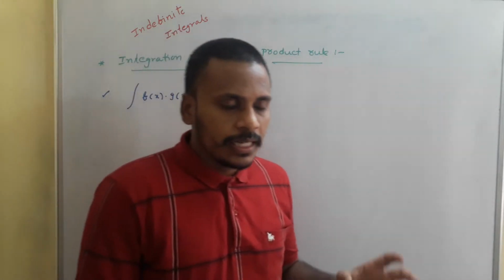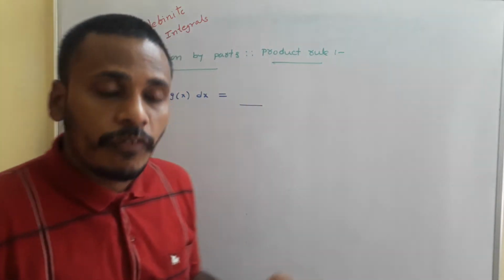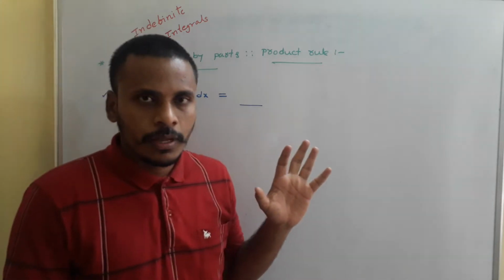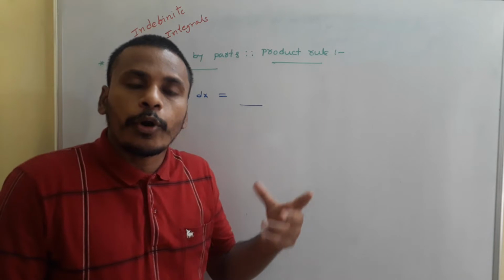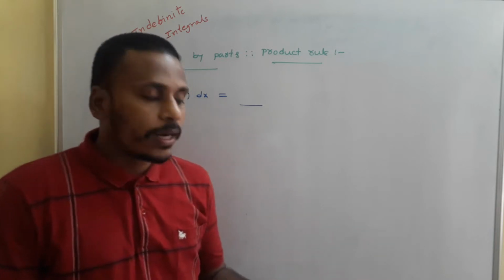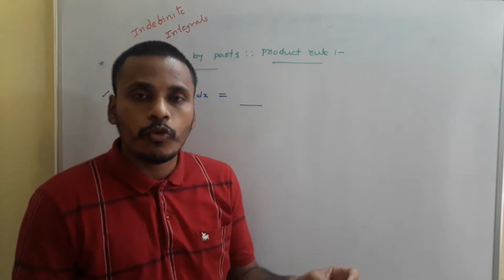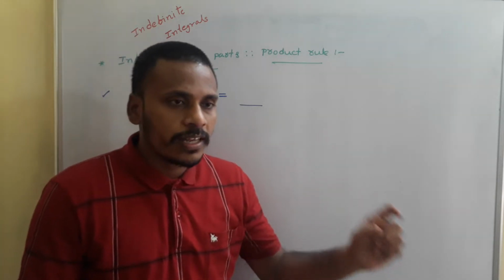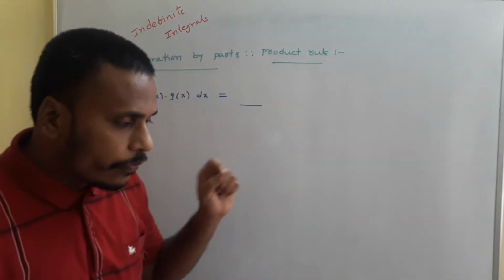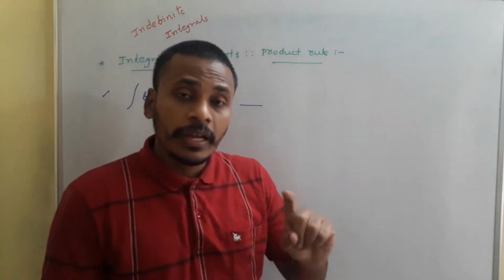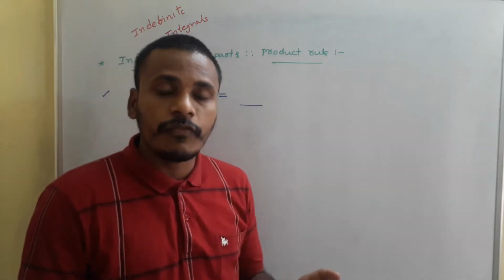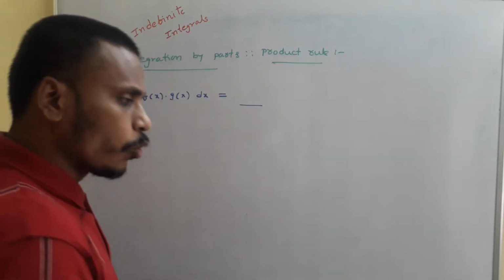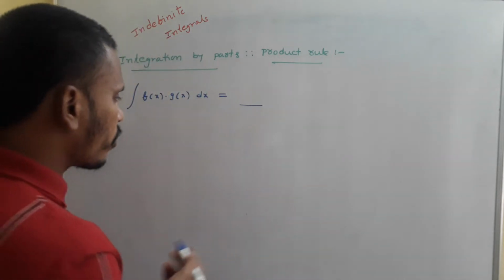Integration by parts, in the sense of finding the integral for the product of two functions. See, already we have the product rule in differentiation. What is the differentiation of the product of two functions f of x and g of x? We know that it is the first function f of x into the derivative of the second function plus the second function into the derivative of the first function. We may call it the UV rule or the product rule of differentiation.